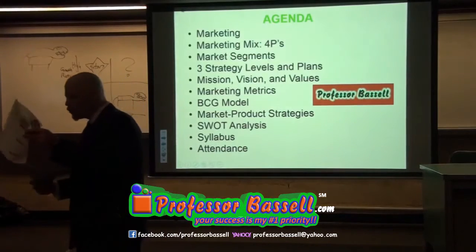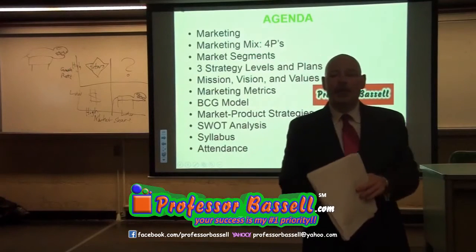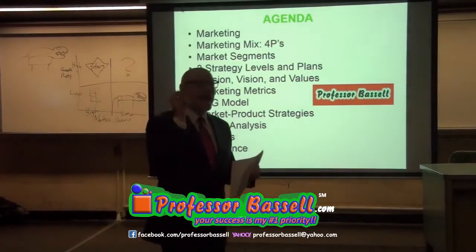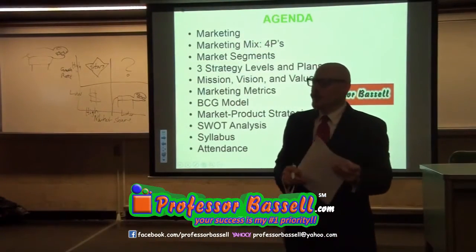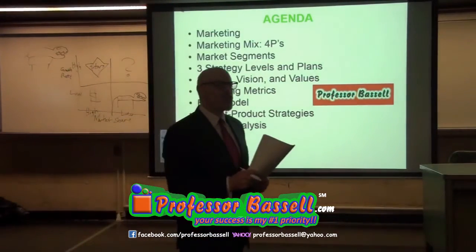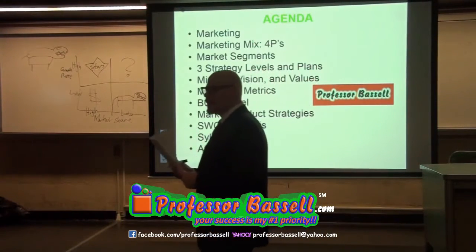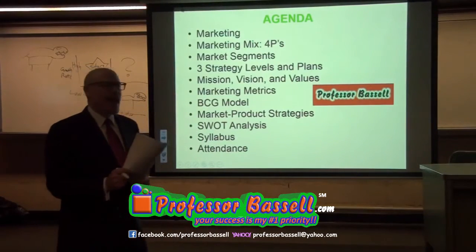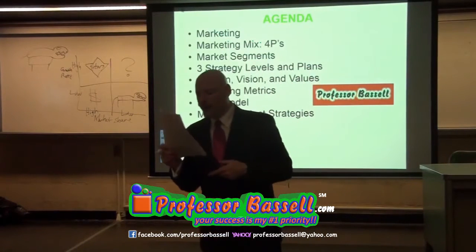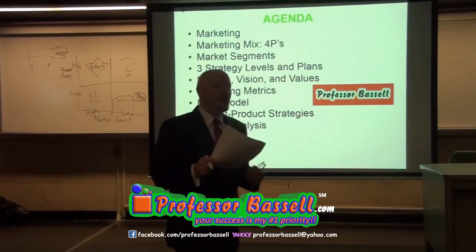So SWOT analysis. SWOT is an acronym for strengths, weaknesses, opportunities, and threats. When we want to do a situation analysis, one of the things that we can do is what's called a SWOT analysis. We look at internal strengths and weaknesses, and we look at external opportunities and threats. So in terms of a strength, what would be a strength for, let's say, Haagen-Dazs or Ben & Jerry? What would be one of their strengths?